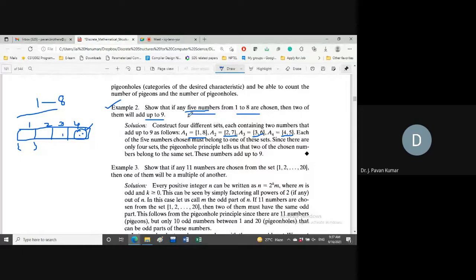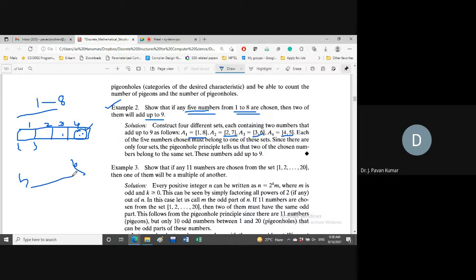No, no. Try to understand the question. I will be choosing any five numbers from 1 to 8. You can tell your five numbers here, and I am not sticking to 1, 2, 3, 4 only. You can tell any five numbers.